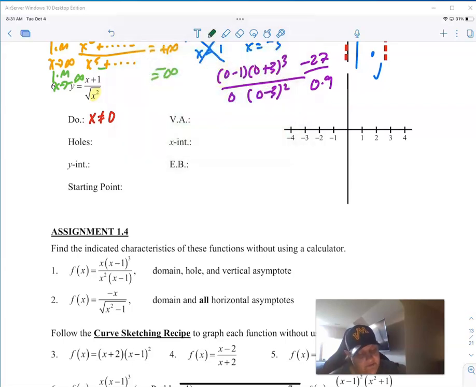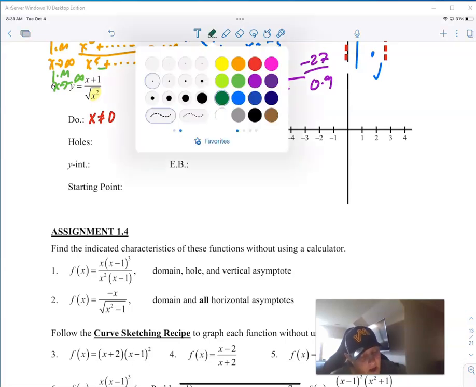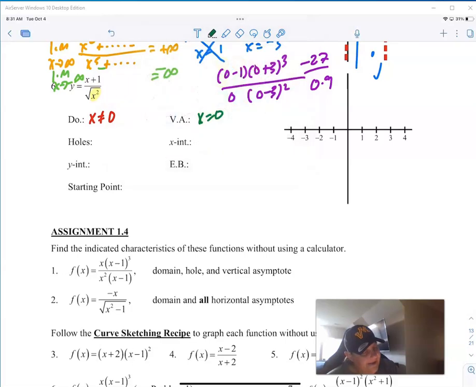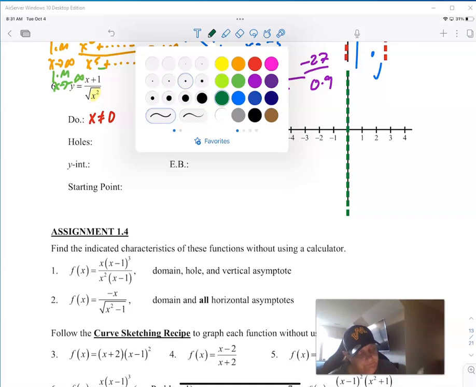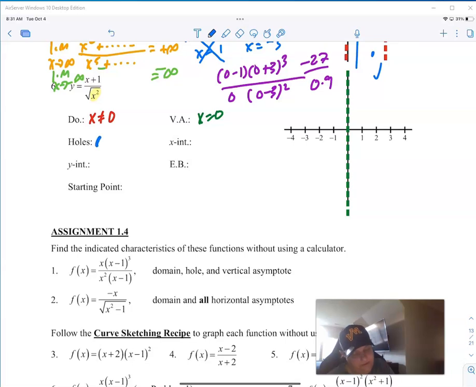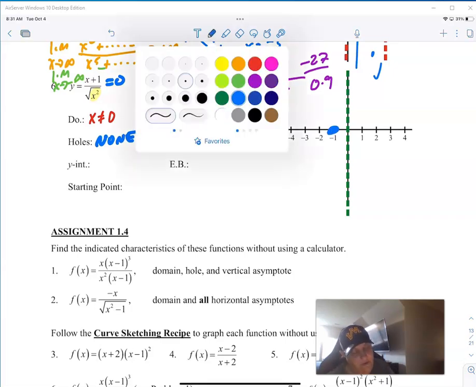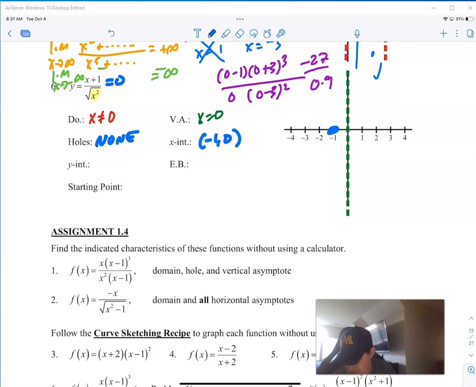Okay, vertical asymptote is when the bottom equals 0, so I'm thinking it's at 0. So let's go and put a vertical asymptote there. All right, and then I've got no holes. X-intercept is when the top equals 0, so that's the point -1, 0. That's there. Y-intercept is when I plug in 0. And I get 1 over 0, so there's none.